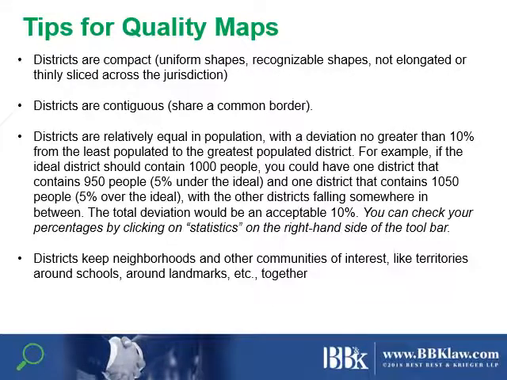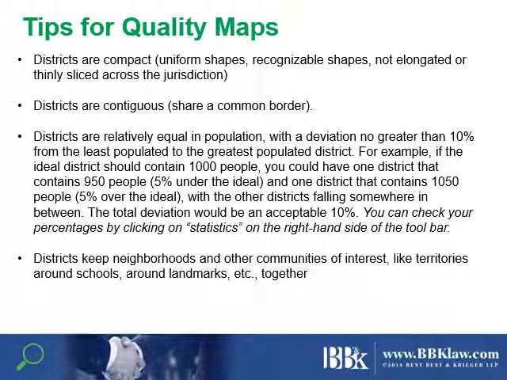Here are some additional tips. Make sure the districts are compact, meaning they have uniform shapes and sizes, not elongated, and not thinly sliced across the jurisdiction. Districts also need to be contiguous, meaning they must share a common border. Districts are relatively equal in population with a total deviation of no more than 10%.